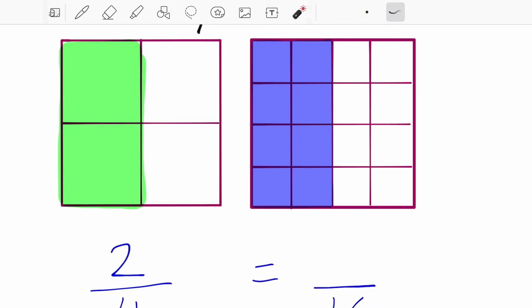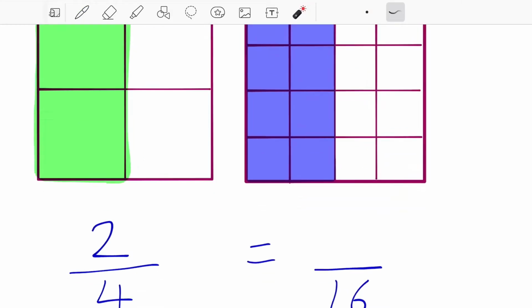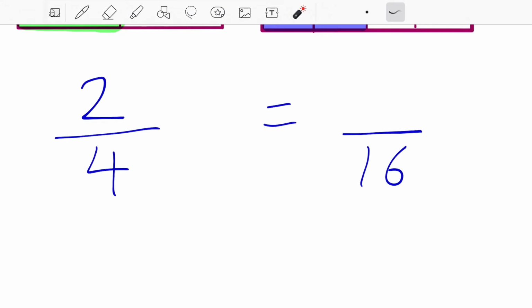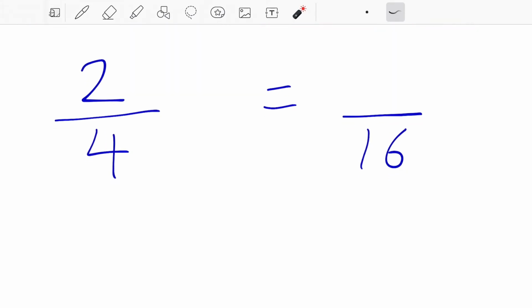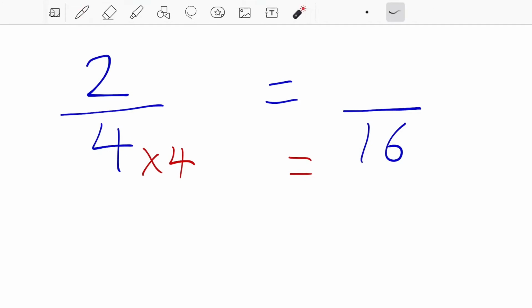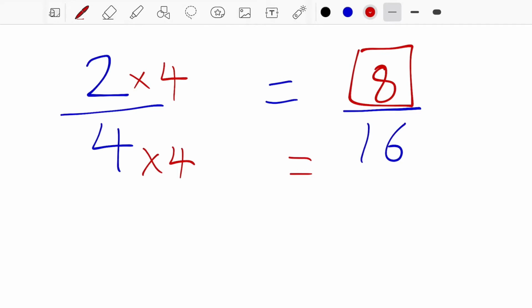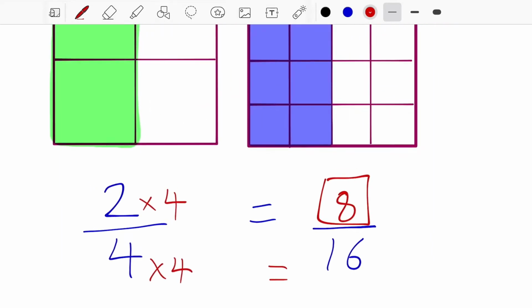And we have, let's try to figure out how many parts we need to shade. So 4 to 16, that's a higher number. So we must multiply 4 times 4 is equal to 16. So we must also multiply 2 by 4. 2 times 4 is equal to 8. So we must shade 8 out of 16 parts.